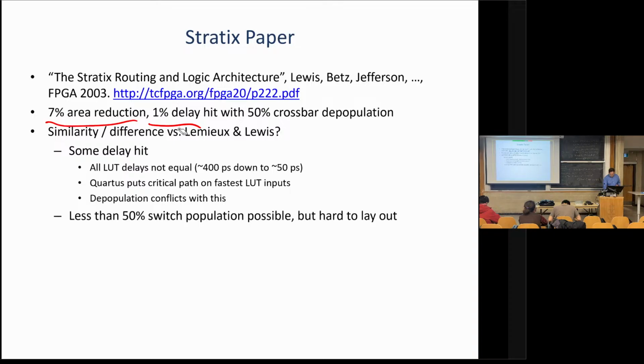So this was done. We also looked at less than 50%. And it actually worked pretty well from an architecture experiment point of view, but it became difficult to lay out. So sometimes you get into layout issues too, where something that's more regular is just easier. So we didn't go any further than that.